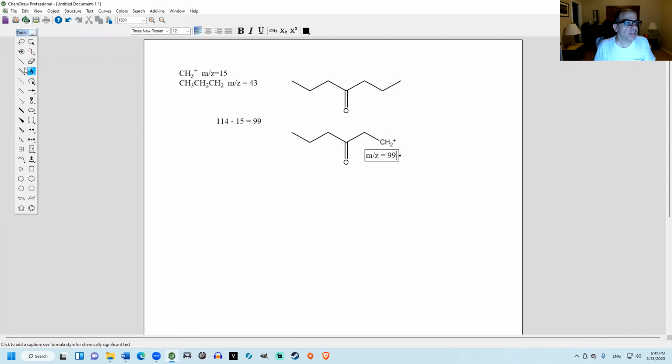So the one at 71 comes from an alpha cleavage where we break this bond. And the plus charge then goes on this side.